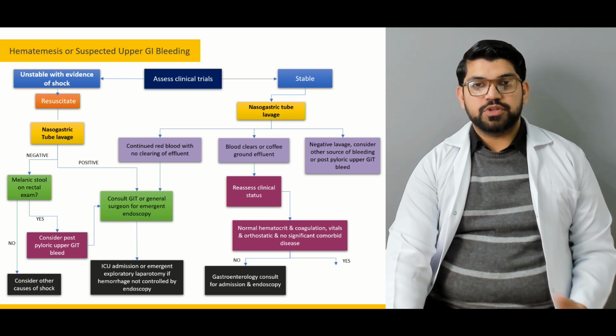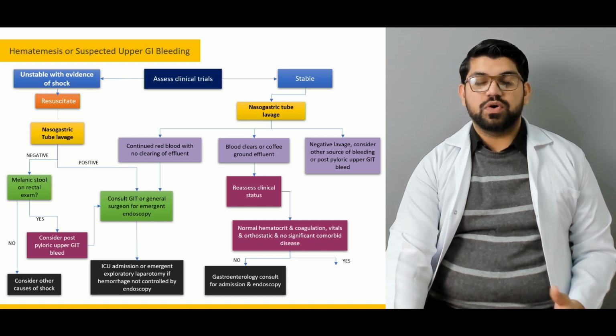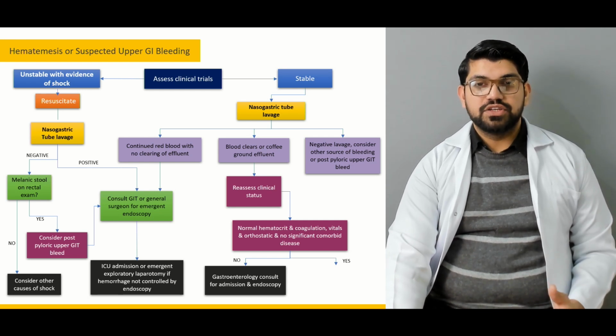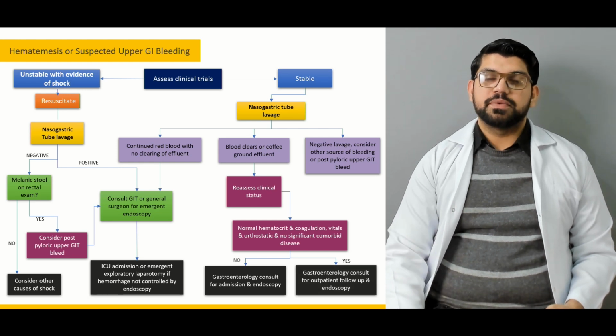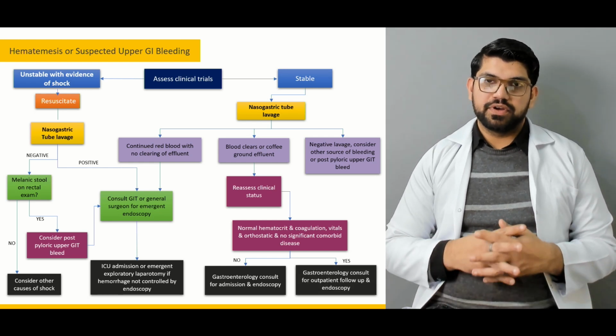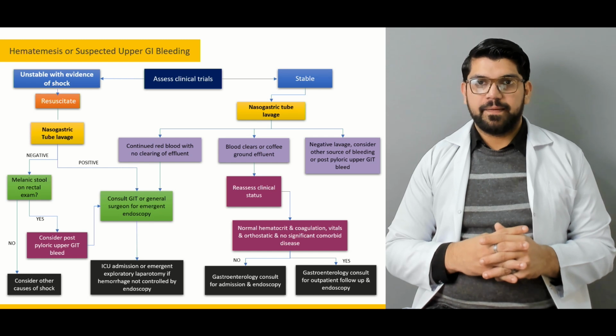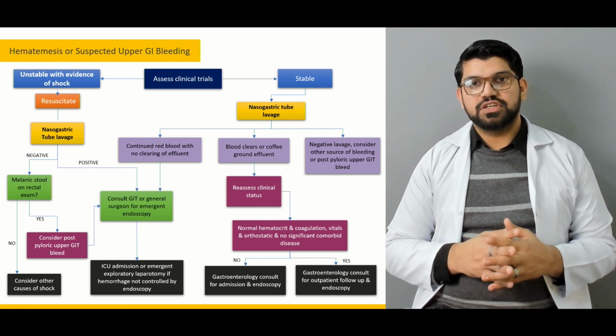Next, if the patient has a normal hematocrit, normal vital signs, and no signs of sepsis or shock, this patient could be sent home and asked to follow up in OPD, that's the outpatient department. So that's how you approach a patient with GI bleed.